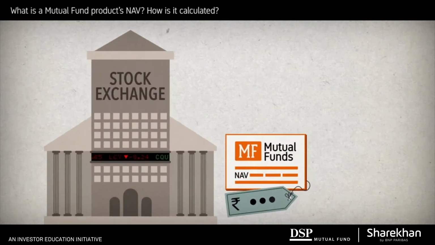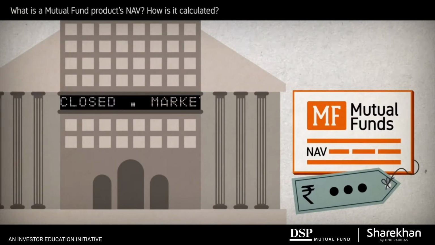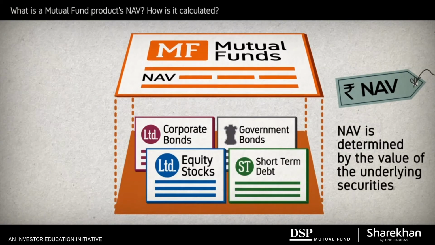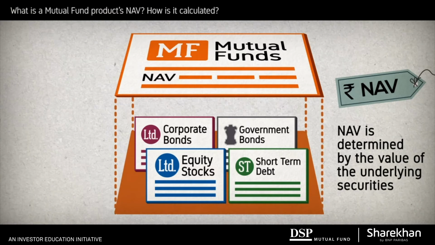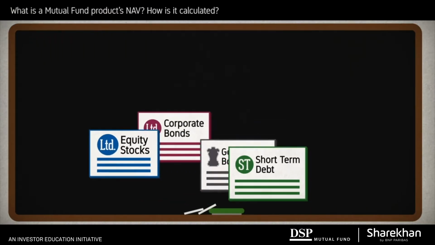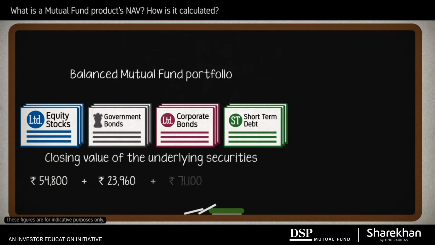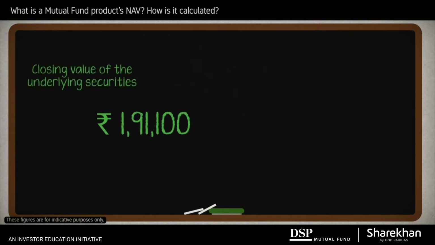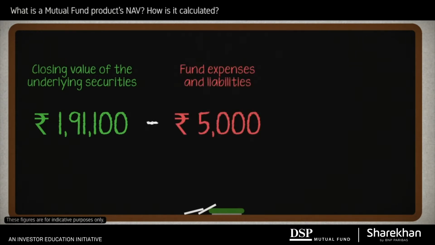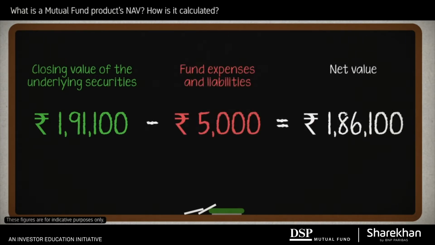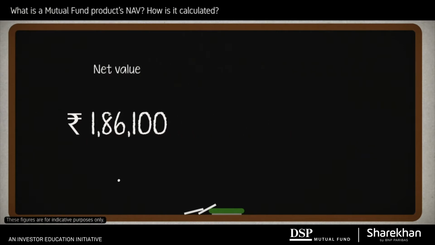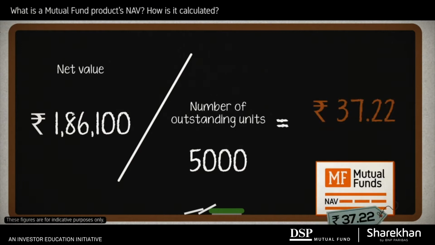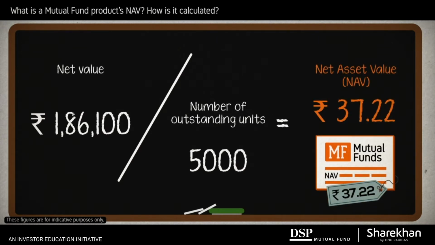The NAV of a mutual fund product is calculated at the end of each day, and its major determinant is the value of all the underlying securities that form part of the portfolio. To calculate the NAV, we first need to consider the closing value of all the securities that the product portfolio holds. From this total value, we deduct the expenses that the product incurs as well as its liabilities. The resultant value is then divided by the number of units of that mutual fund product. This gives us the NAV of one unit of the product.